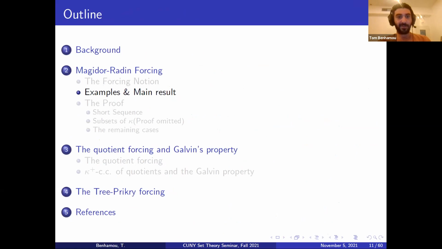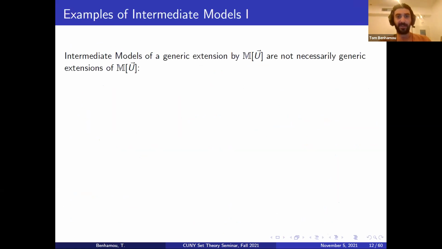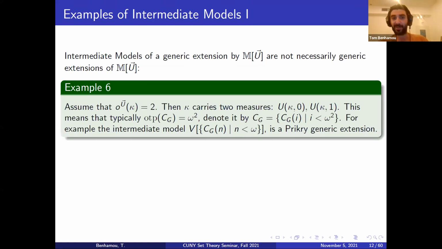Okay, so some examples of intermediate models of the Megiddo forcing. It is quite easy to see that an intermediate model of Megiddo forcing doesn't have to be a Megiddo generic extension. So we rule out the possibilities for the Gitik-Kanovei-Koepke generalization straight away, because say for example the order of kappa is 2. This means that kappa carries two measures in the coherent sequence, U kappa 0 and U kappa 1.